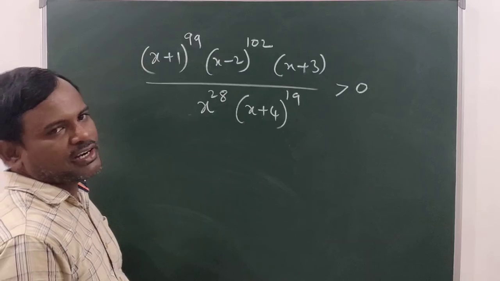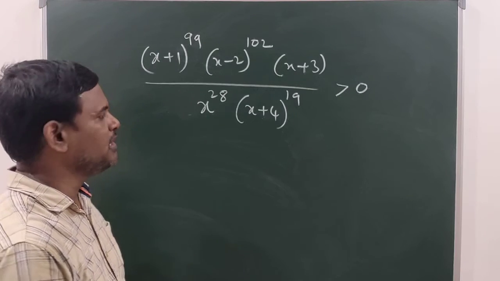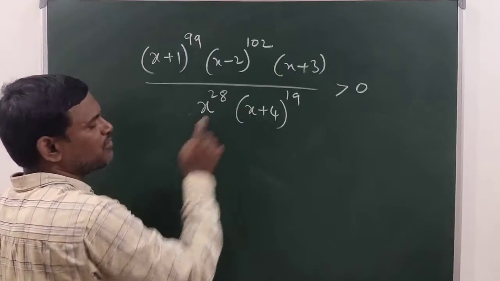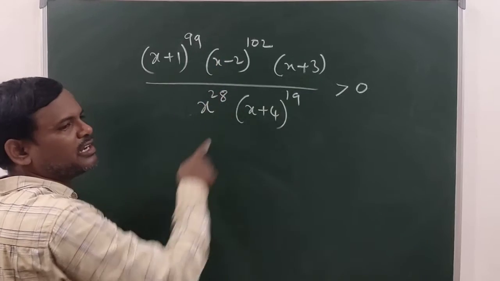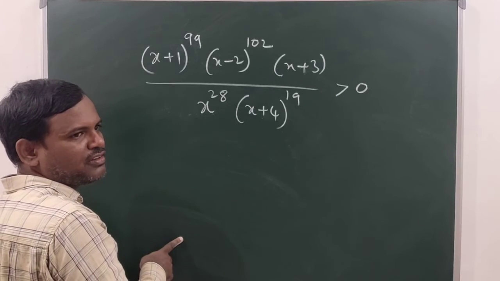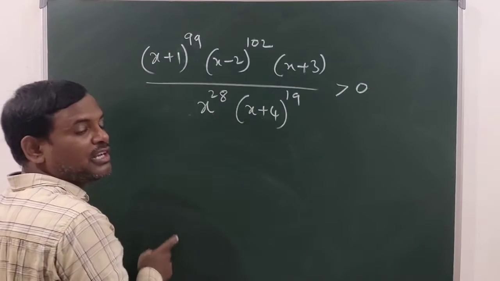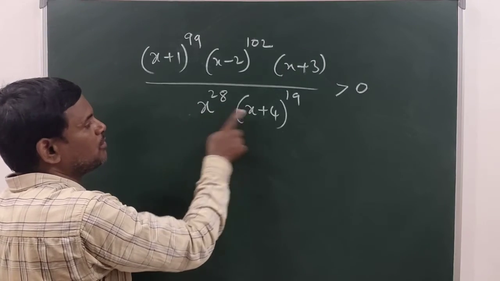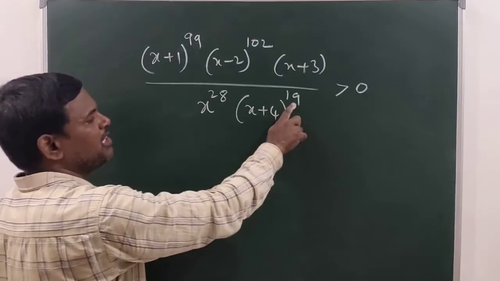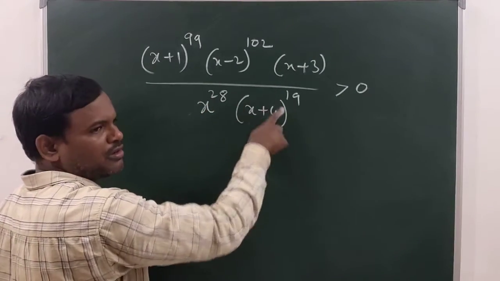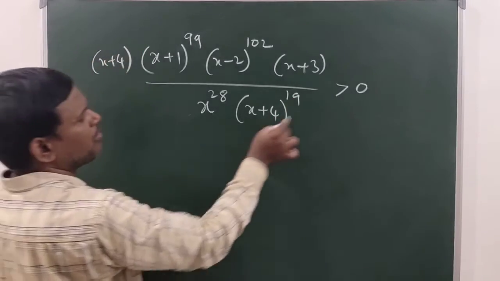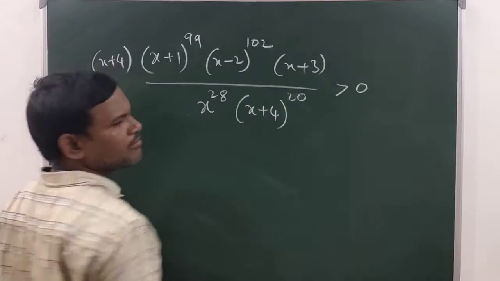Already numerator and denominator is expressed as a product of linear factors. So now in the next step, what you have to do? Make sure that coefficient of x is positive. In all, the coefficient of x is positive, so don't go for any changes. Hereafter, observe the exponent of the denominator linear factors. Here it is having even, no problem, but here it is having odd. So this one we have to make as even. How? Multiply numerator and denominator with x plus 4, so that here we will get 20.